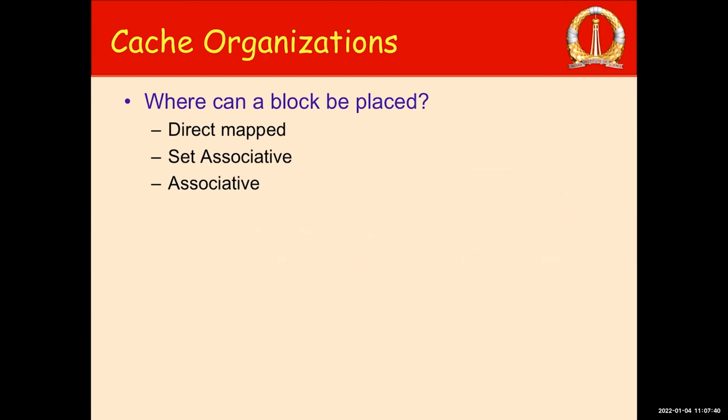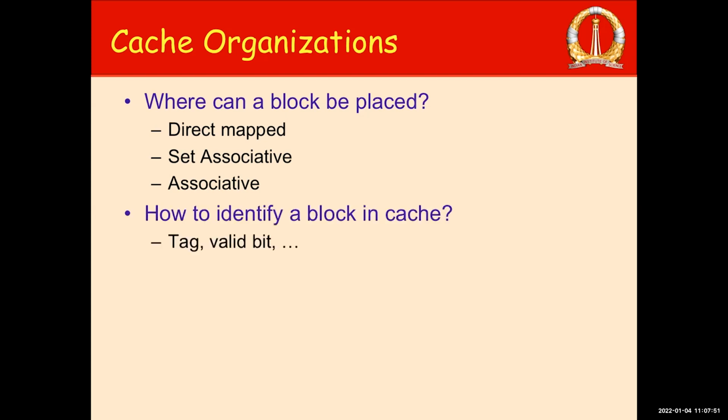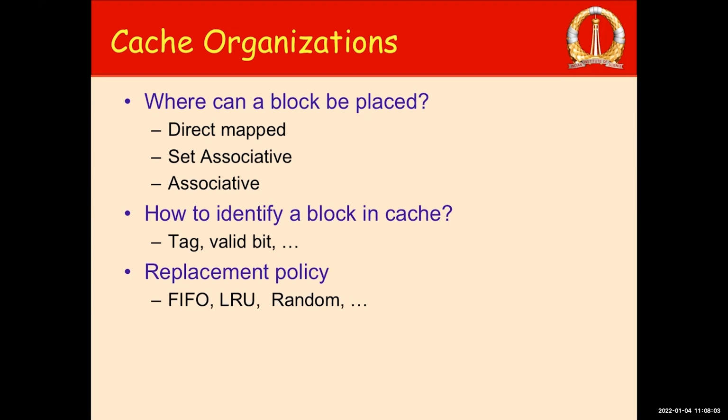Okay, now let's talk about different kinds of cache organization. You know that caches could be organized either as a direct mapped cache, or as a set associative cache, or as a fully associative cache. And depending on how the cache is organized, you also try to find out how to determine where the data would be located in the cache. And of course, when a new block has to be placed in the cache, which block has to be replaced? What is the replacement policy?